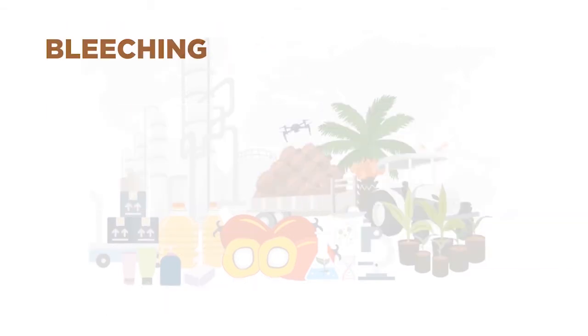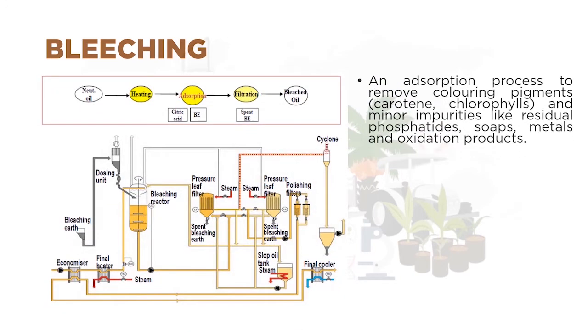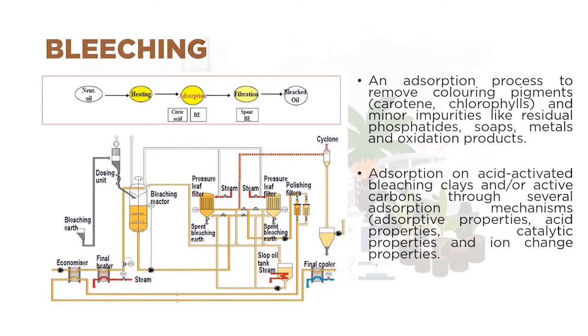The last step of the refining process is the bleaching process. During this process, an adsorption process removes coloring pigments such as carotene, chlorophylls, and also other minor impurities like residual phosphatides, soaps, metals, and oxidation products. Adsorption on acid-activated bleaching clay or active carbon occurs through several adsorption mechanisms such as adsorptive properties, acid properties, catalytic properties, and also ion exchange properties.